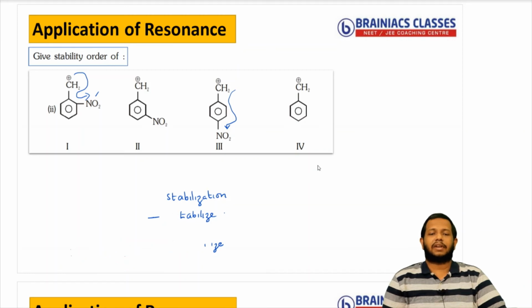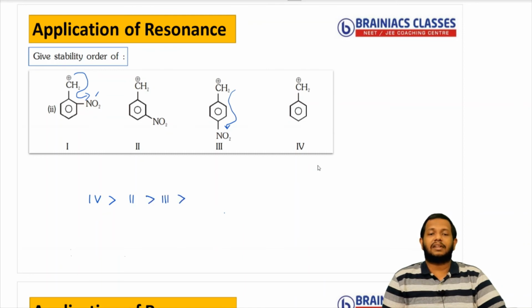Okay, then we will try to see the answer. So what is the answer? Expected answer. Who is most stable? I can say the fourth one is most stable. Then who is the next most stable? The second one, because the second one does not have minus M. And the next most stable is the third one.